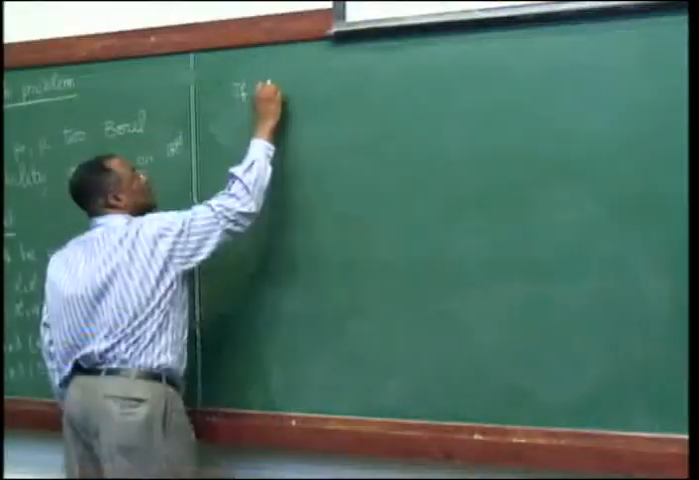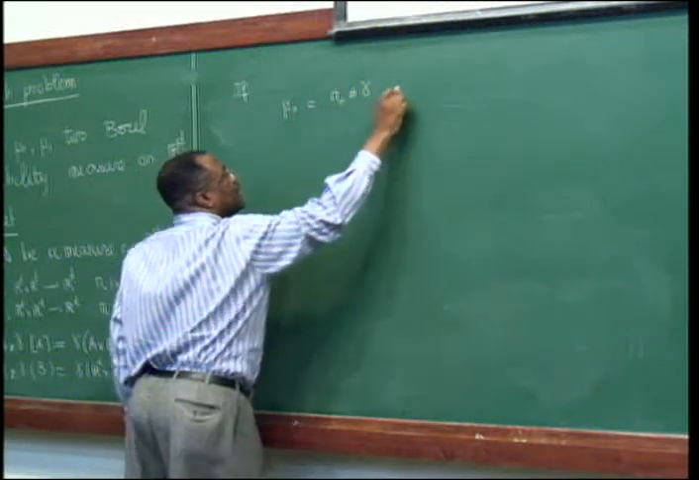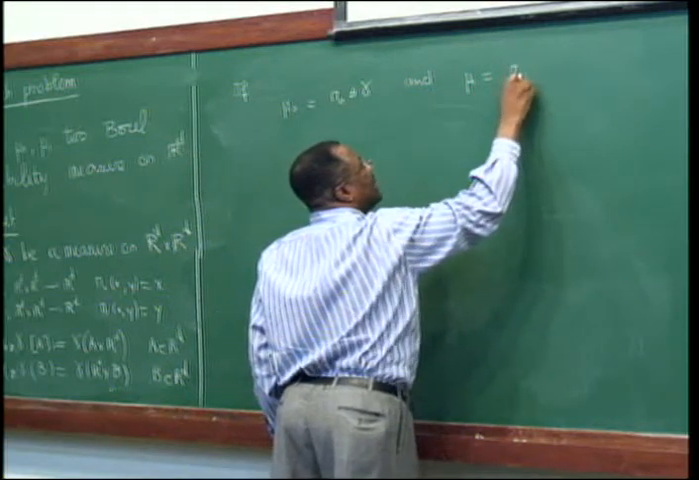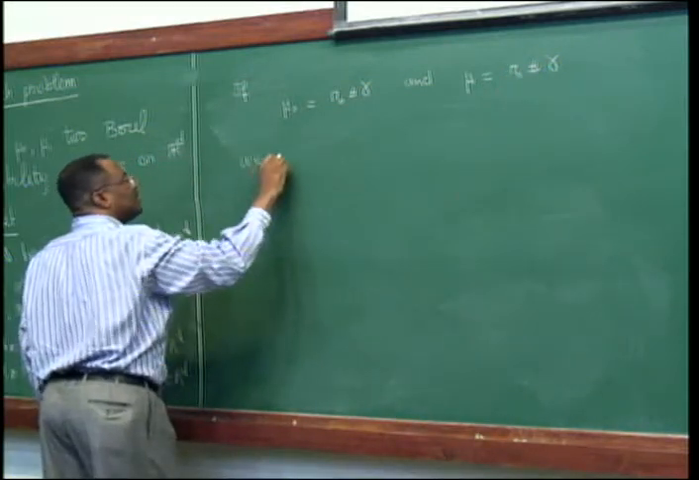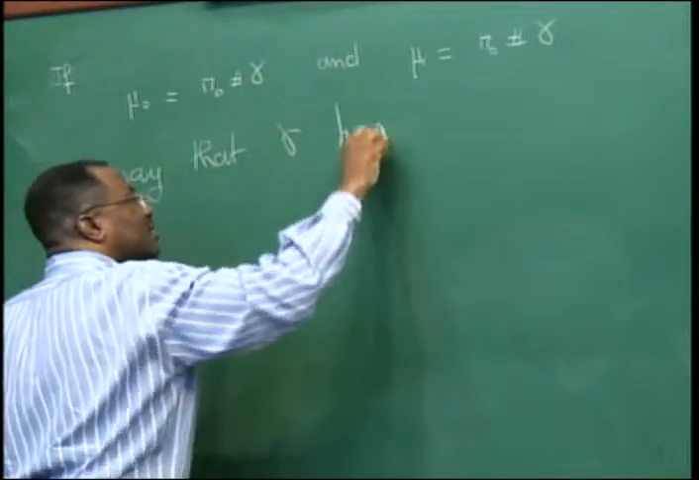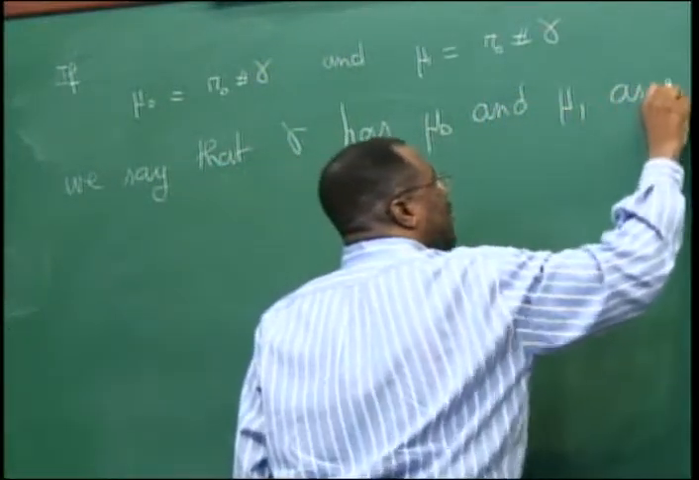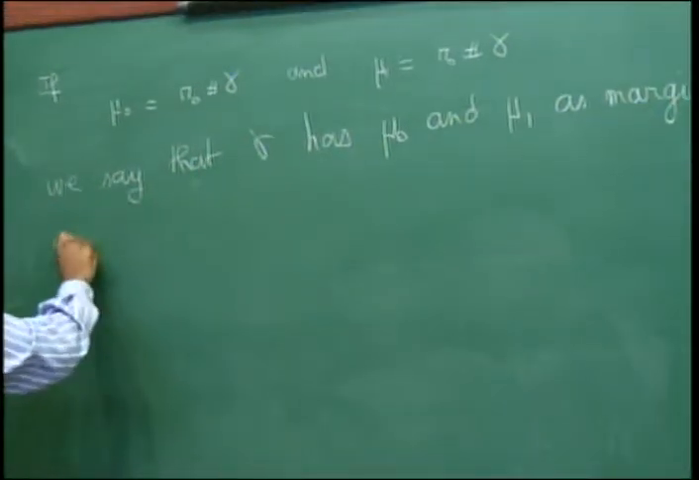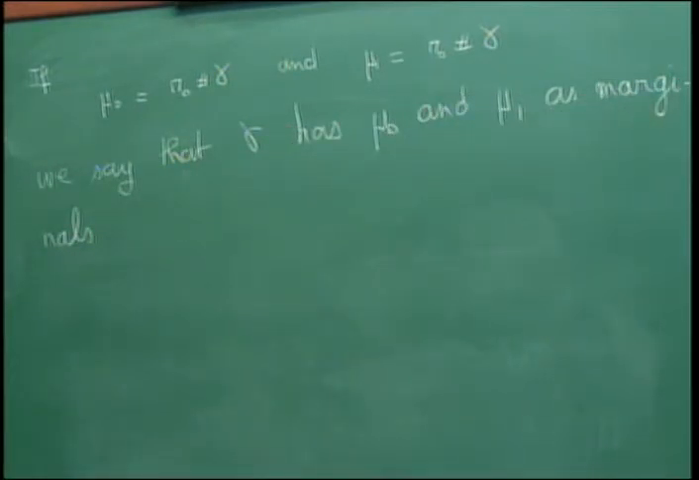If mu naught is the first marginal of gamma, and mu 1 is the second marginal of gamma, we say that gamma has mu naught and mu 1 as marginals. And to be more precise, I should have said gamma has mu naught as first marginal and mu 1 as second marginal.